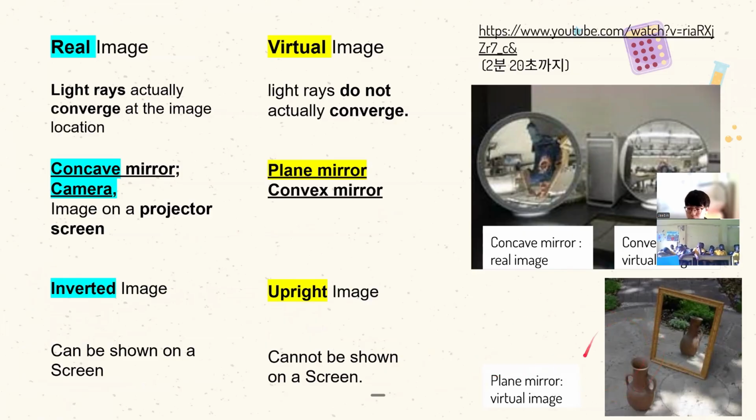So of course, the regular mirror that we use produces virtual images because it is upright. If it was a real image, it has to be upside down and it can be projected onto a screen. So yeah.